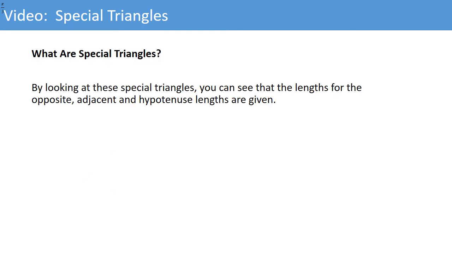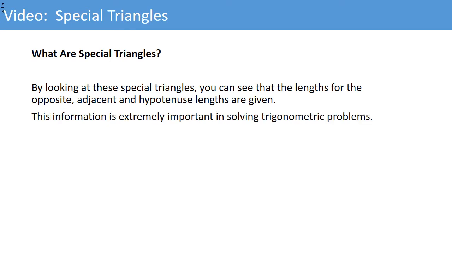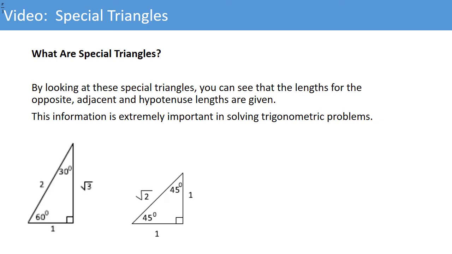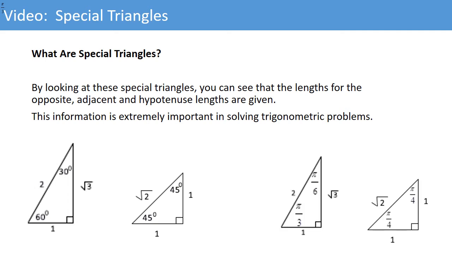Now, if you look more closely at these special triangles, you are given the lengths for the opposite, adjacent, and hypotenuse sides to be used in calculations. This is extremely useful when solving trigonometric problems. Here again, the 30, 60, 90, 45, 45, 90, and the same in radians, depending on what unit of measure you are using.